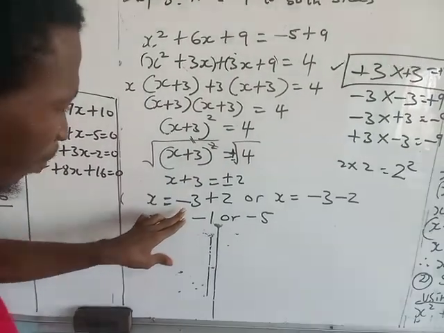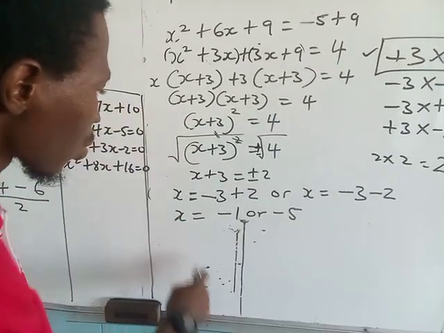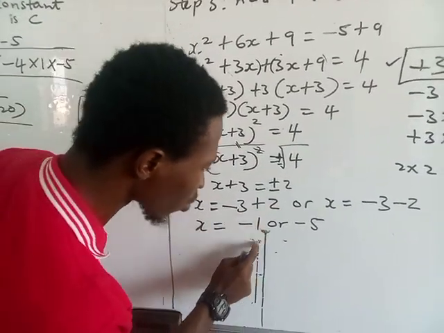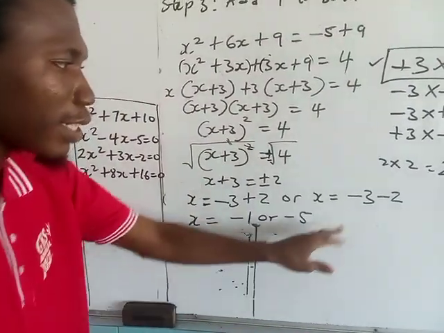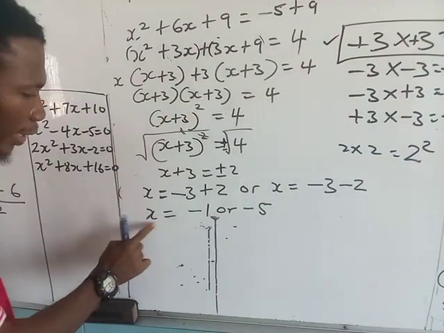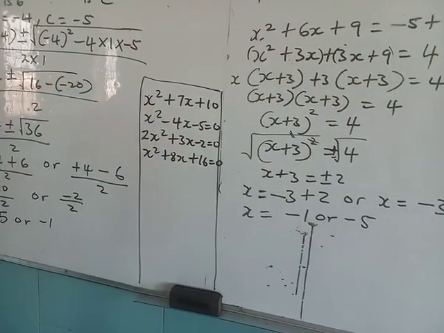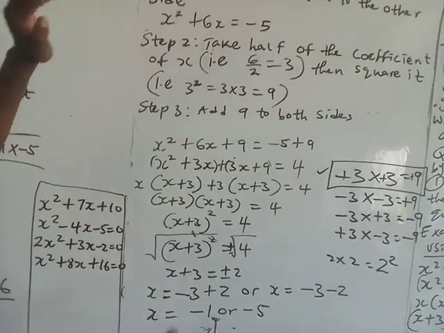So x is equal to minus 3 plus 2 or x is equal to minus 3 minus 2. Minus 3 plus 2 will give minus 1. Then minus 3 minus 2 will give minus 5. Negative numbers together will give minus 5. So x is equal to minus 1 or minus 5. So this is how to solve using the completing the square method.